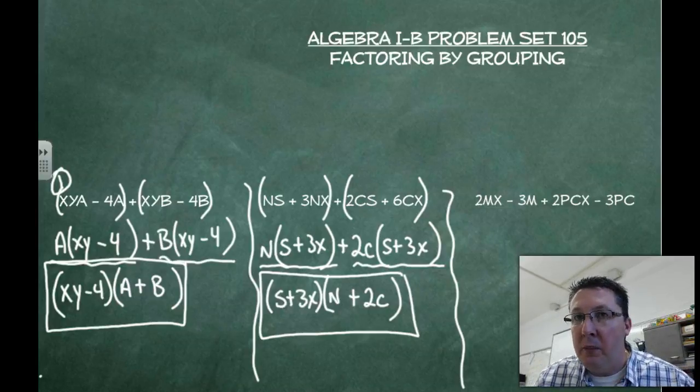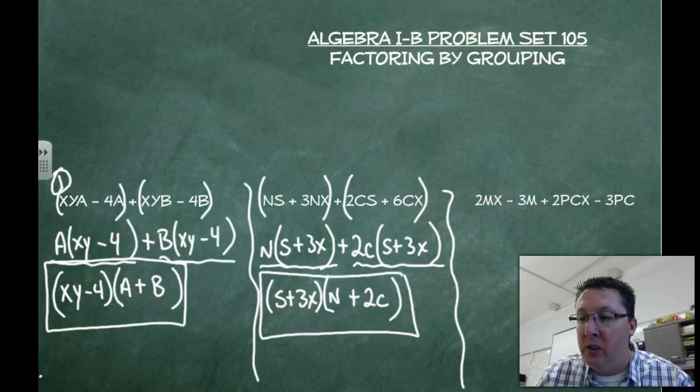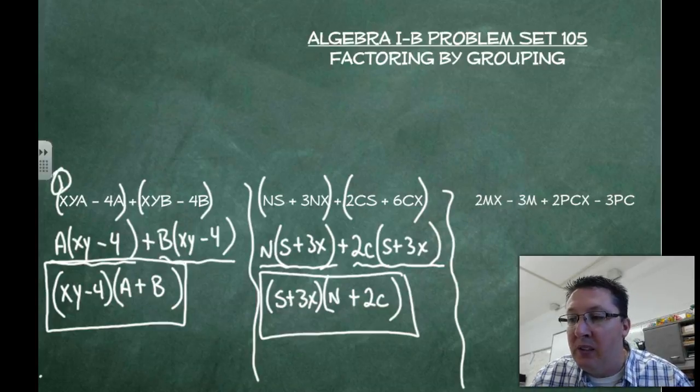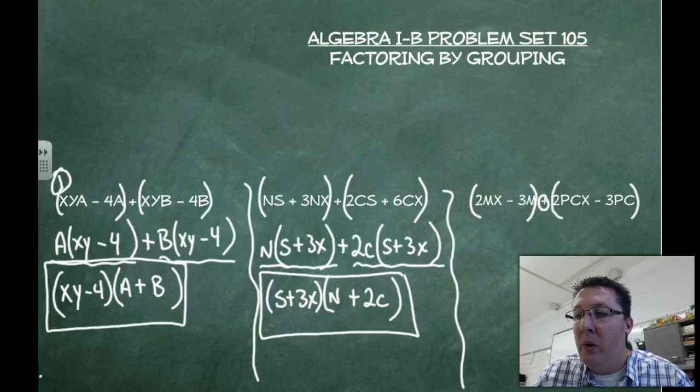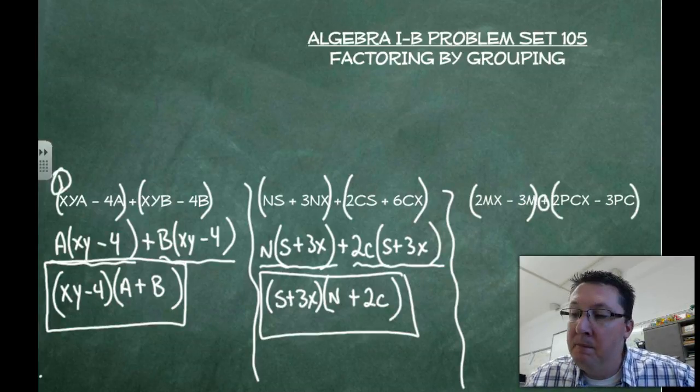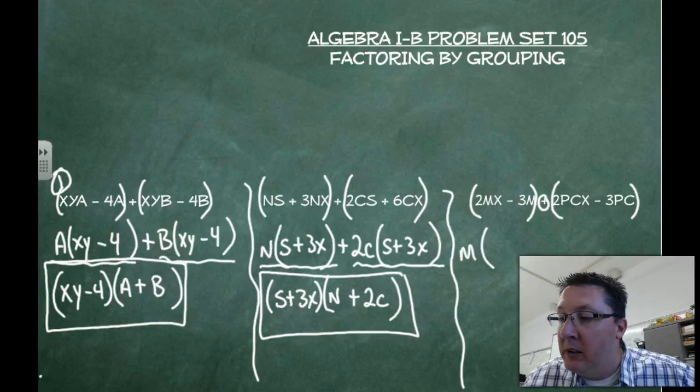All right, hopefully this is starting to make some sense. Let's look at this last problem. Again, I'm going to group them. For now, most of them will probably group the first two and the second two. Be careful to make sure that's a plus sign in between. So if I group the first two and I group the second two, separated by that plus sign, what does the first group have in common? Well, you should recognize they have an m, so pull that m out.